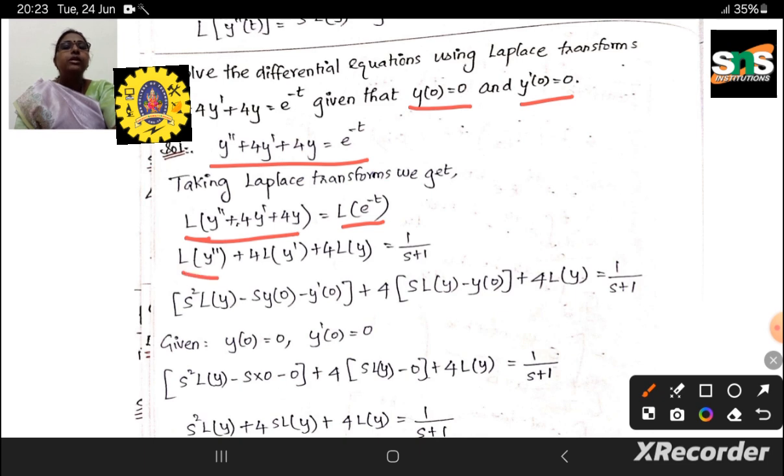So L of y double dash plus 4 into L of y dash plus 4 into L of y, and we also know the formula L of e power minus t equals 1 divided by s plus 1. Based on the formula we apply for L of y double dash, plus 4 into L of y dash, where the L of y dash formula is also applied, and plus 4 L of y, which is equal to 1 divided by s plus 1.